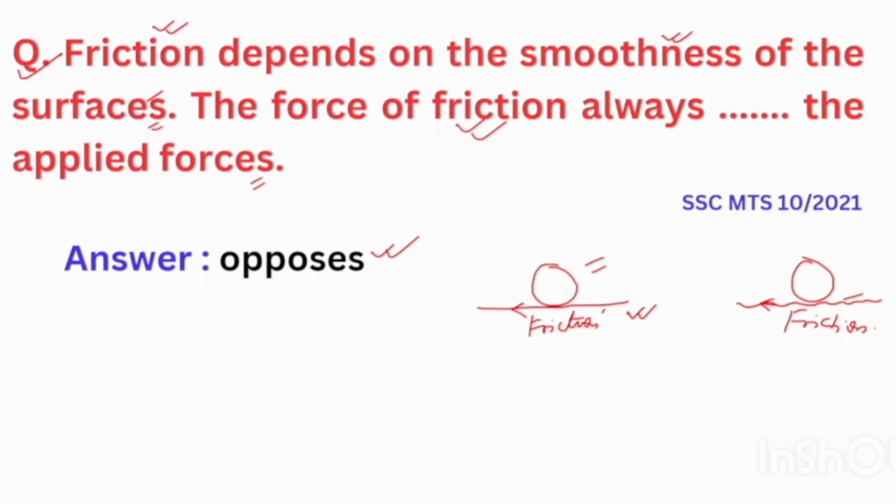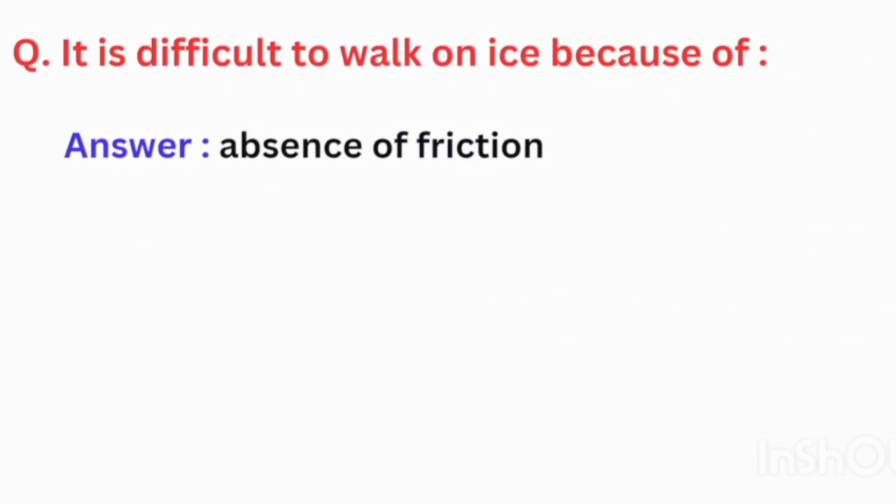Okay, here we understood two things. What is the relation between friction and smoothness of surface? And the force of friction always opposes the applied force. Okay, let's see the next question.